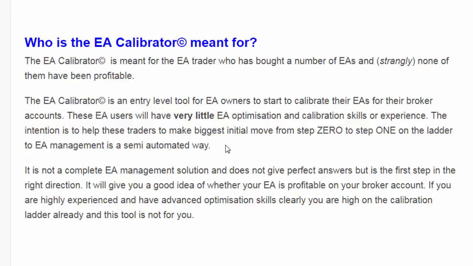Now I must say that this EA Calibrator is an entry-level tool for EA owners to help calibrate the EA to their broker account. It's meant for people with very little optimization experience or calibration skills. It is not a total EA management solution, but it gets you to the point where you can now have confidence in the EA that you're trading.